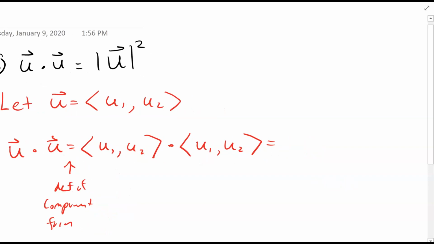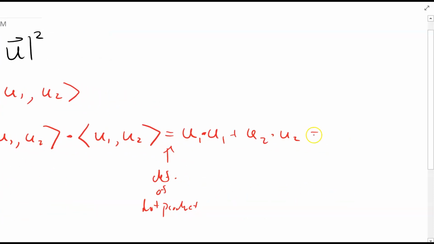Now, to take a dot product, what we do is we multiply the first components together and then add it to the second components multiplied together. Everybody okay there? So if I just simplify that, then I have u1 squared plus u2 squared. Everybody's okay there?